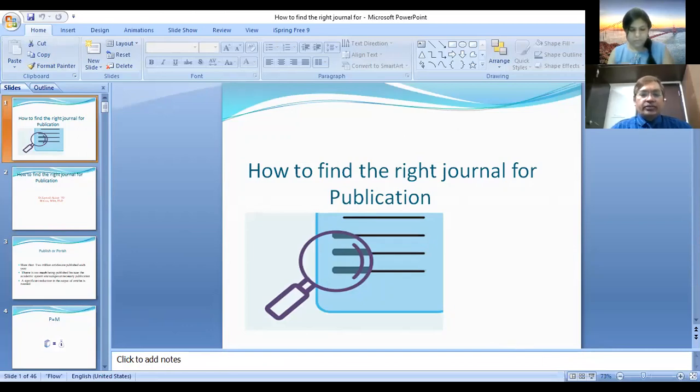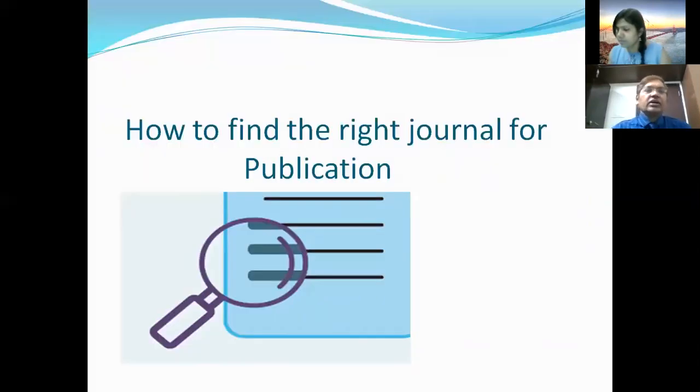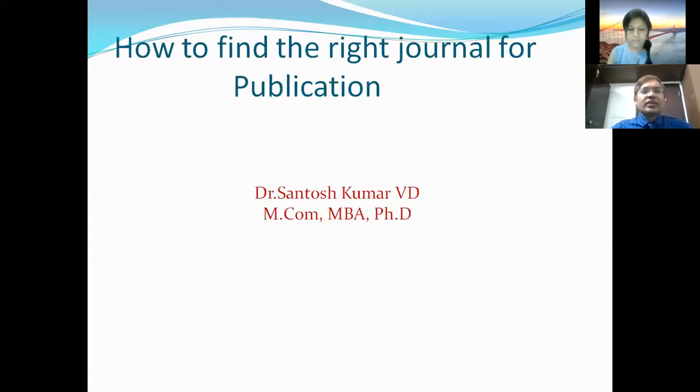So today we are going to speak on one of the important aspects, that is how to find the right journal for publication. Nowadays, to write an article is very easy, but to publish is a very big problem for one and all. A lot of people are facing a lot of problems to publish their articles. I can say that it has just become a business. Right now, publishing an article is just a business. People want money, and they are ready to publish any kind of stuff.